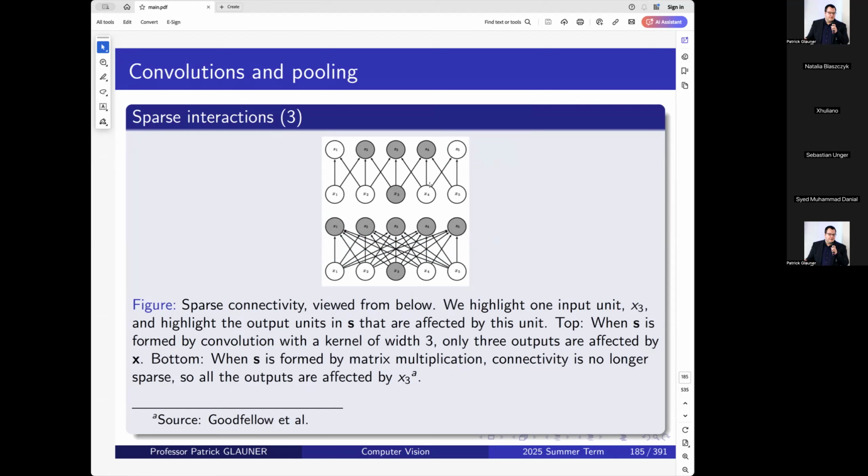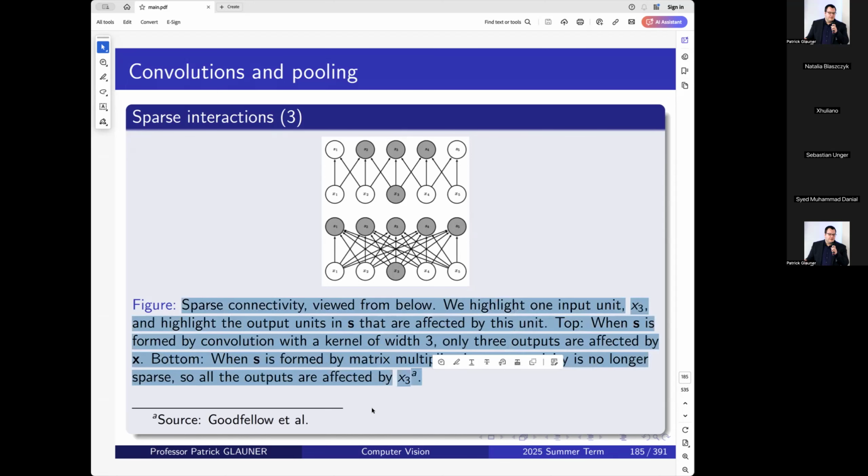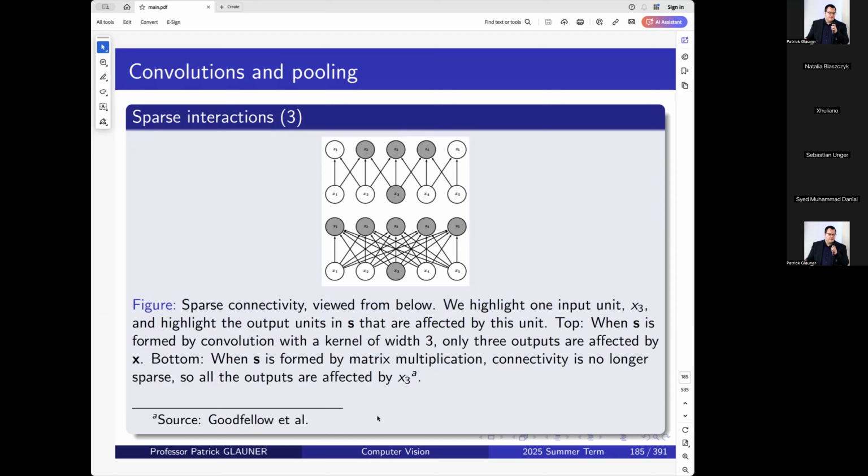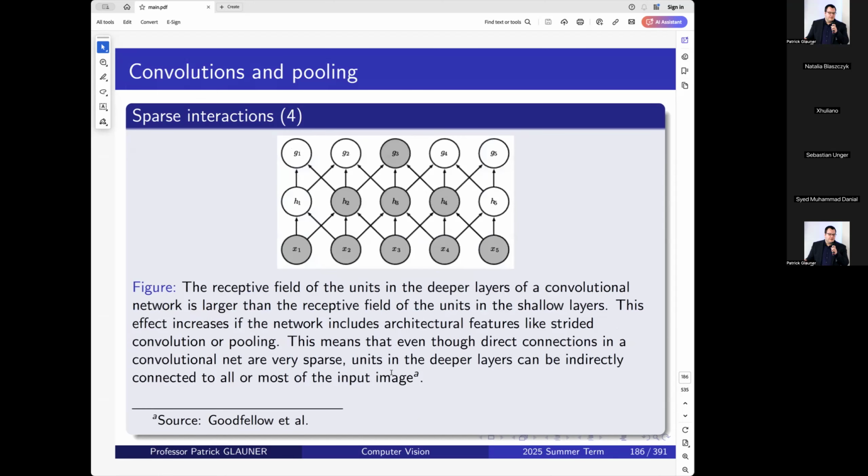So overall, we have fewer parameters with these sparse interactions than in a fully connected neural network. And there's a lot of text here. This is from the Goodfellow deep learning book. So there's just more text if you want to do your revision. And essentially, it's just the essence of what I'm saying. But feel free to look at these texts, these captions, when you do revision.